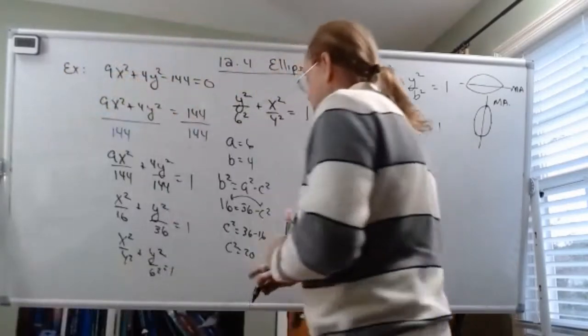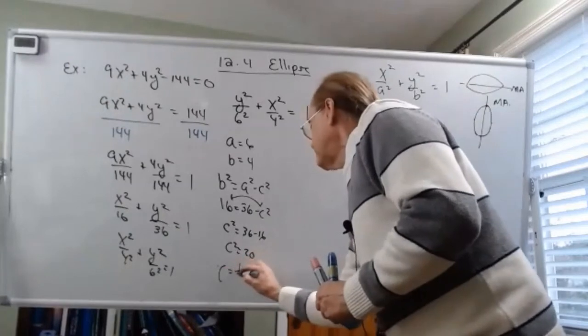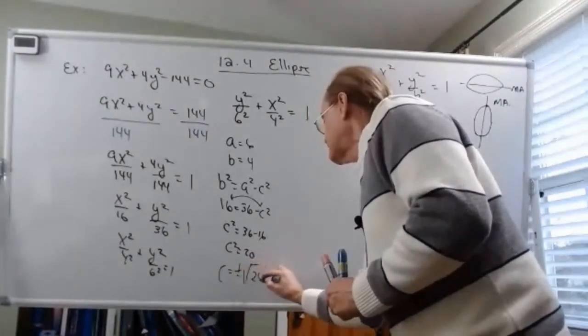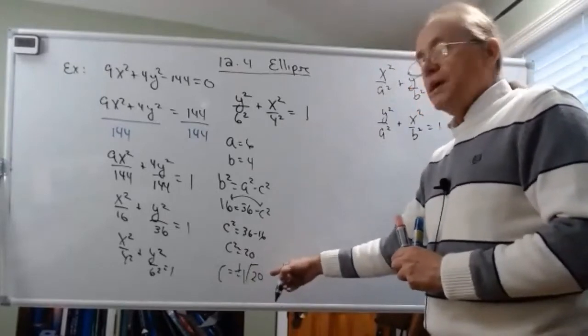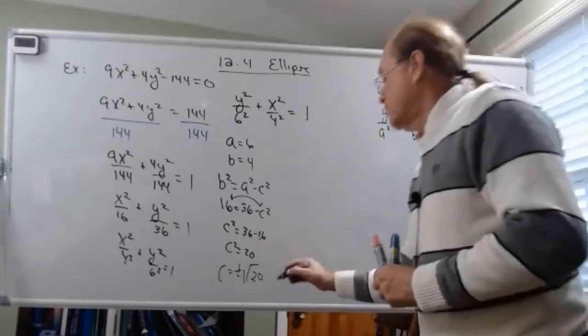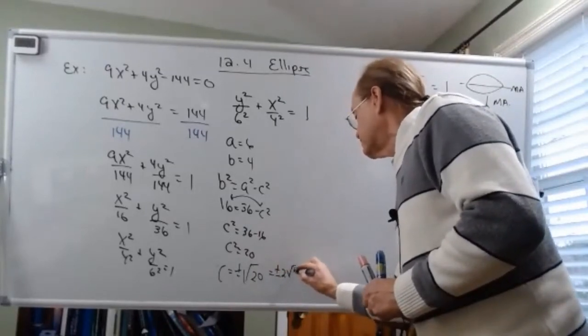And I can say that c is equal to plus or minus the square root of 20. But I can simplify that a little bit. I can bring a 4 out of the 20. 4 times 5 is 20. 4 comes out of the square root as a 2. So it's plus or minus 2 square roots of 5.